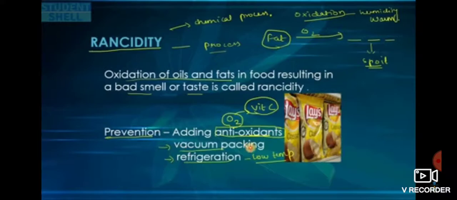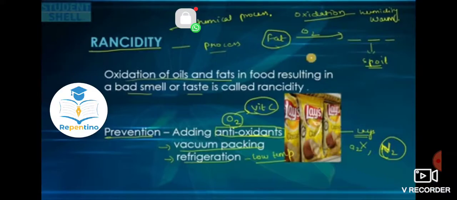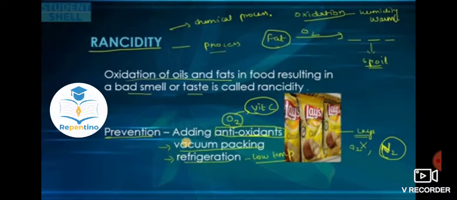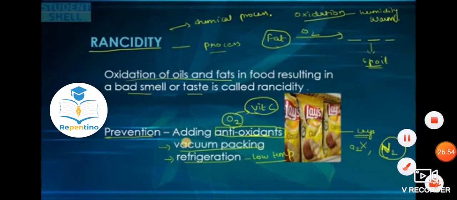Now, this one, that is vacuum packing, you can see in a Lay's packet also. You will find only 5 pieces of Lay's, but it will be full of air. Now, that air is not oxygen, it is actually nitrogen. Now, why? Just to prevent the particles of the food from reacting with oxygen, we add nitrogen gas to it so that the process of rancidity is slowed down. So these are the 3 techniques to prevent rancidity.